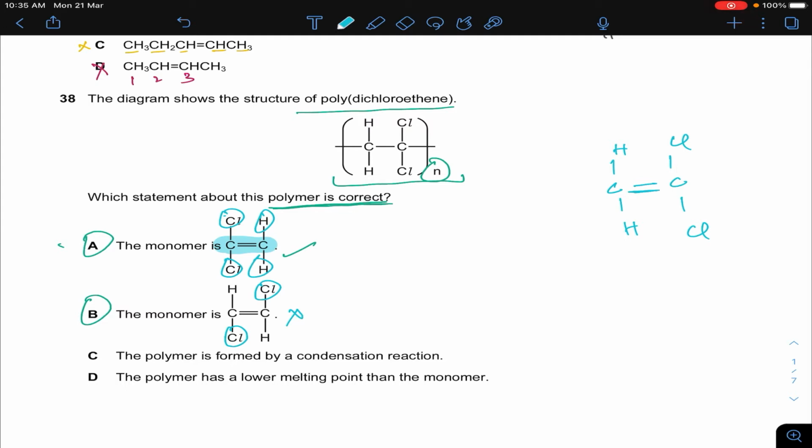Option C is the polymer is formed by a condensation reaction. No, it is formed by addition reaction, because it is an addition polymer. Addition polymers are formed by addition reactions. And option D is the polymer has a lower melting point than the monomer. I have discussed the properties of polymers and monomers in the last lecture, and we have seen that polymers have higher melting points. So option D can also not be correct. So option A is the correct option.